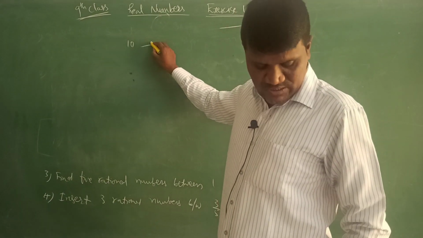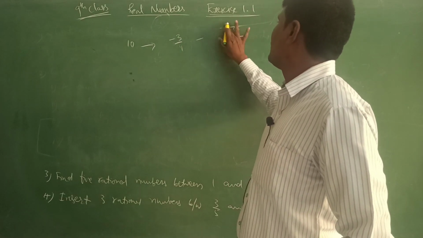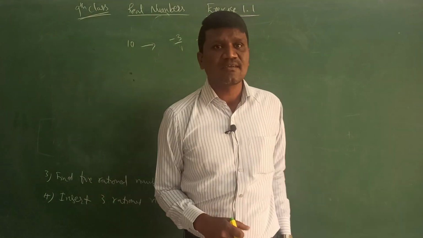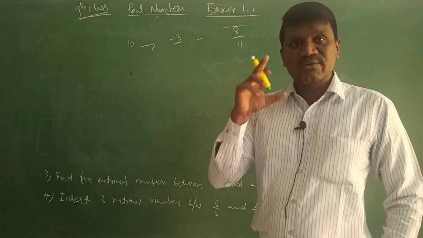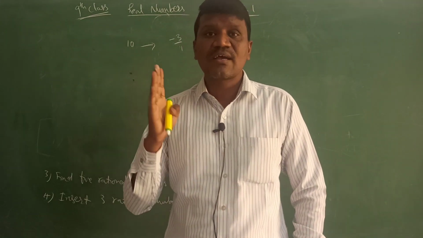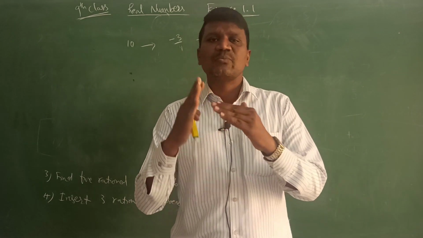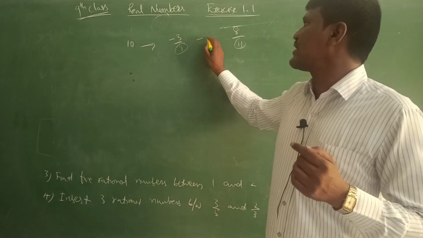Find 10 rational numbers between -3/11 and 8/11. Whenever fractions are there and they ask us to insert numbers, first you should make them like fractions. All of you know what like fractions are: the denominators should be the same. So here, if you observe, the denominator is the same, so these two are like fractions, right?